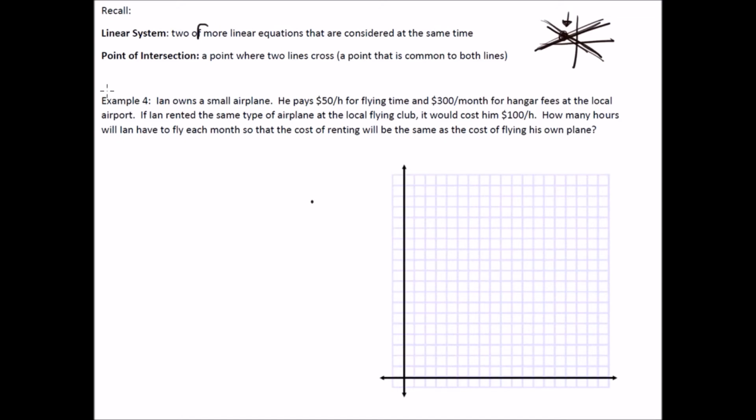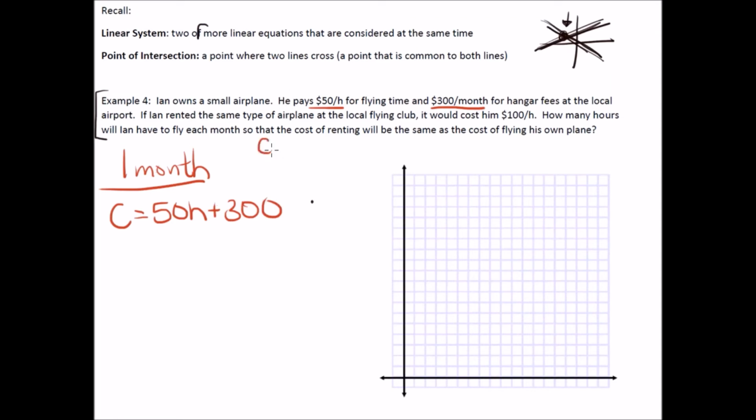So let's put everything that we just did into an actual example. Ian owns a small airplane. He pays $50 an hour for flying time and $300 a month for hangar fees at the local airport. So in 1 month, the cost is going to be $50 per hour plus that $300 flat fee for that month, right? C is going to represent the cost, and H is going to represent the number of flying hours.